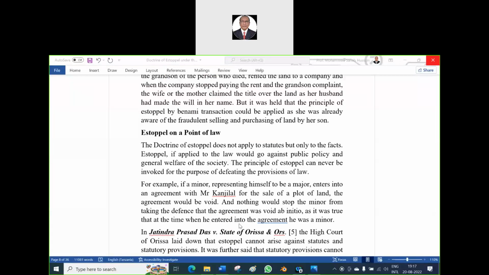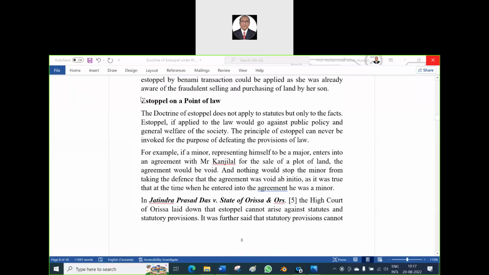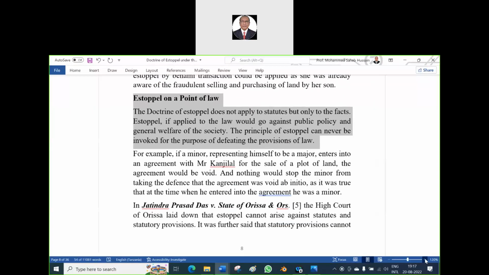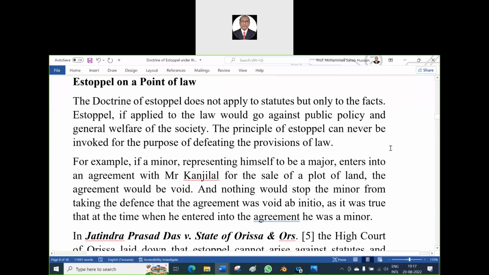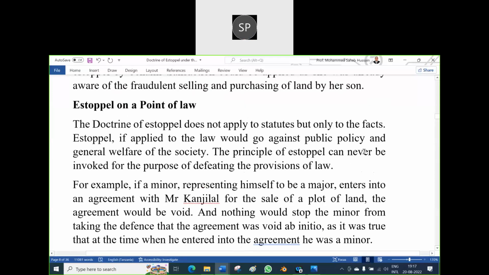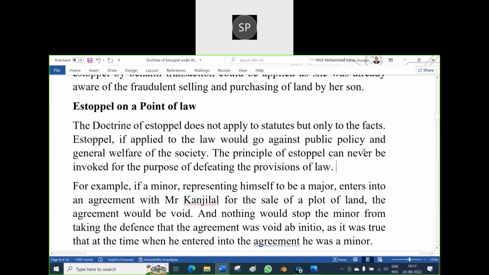Okay, now you read estoppel on the point of law, which I highlighted on the screen and magnified. The doctrine of estoppel does not apply to statutes, but only to the facts. Estoppel, if applied to the law, would go against public policy and general welfare of the society. The principle of estoppel can never be invoked for the purpose of defeating the provisions of law.